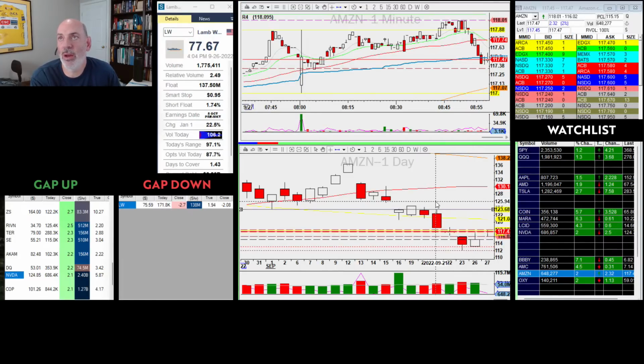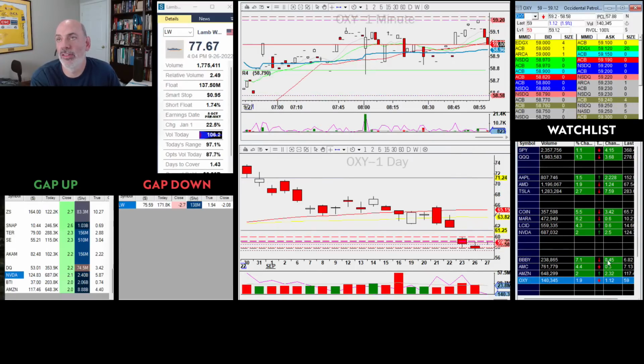I also set a daily level at 123.68. I like that level just because we had this consolidation, and that was the high before it dropped into its current level. So that would be quite a move to get back there. But anything's possible, like I just said. So we'll leave that. Oxy now.